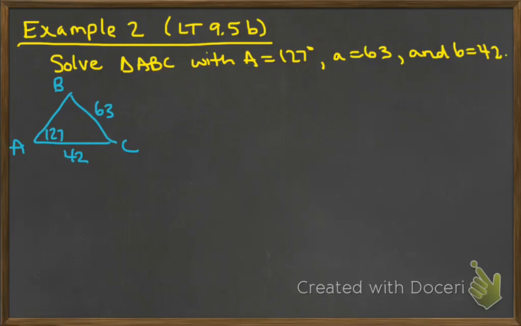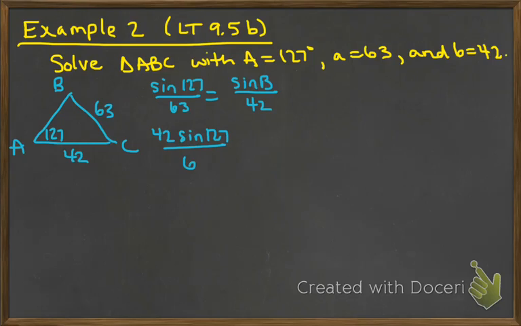By looking at the picture, I see that I am given both my A's, both angle A and side A, so I can use that to set up my law of sines. So I do the sine of 127 over 63, and that equals, and now my only choice is to find angle B, since I know what side B is. Since I'm trying to find the angle, it's going to be the sine of B over the side, which is 42. Now I'm going to cross multiply and divide, so I end up with 42 times the sine of 127 divided by 63. And that has to equal the sine of B.